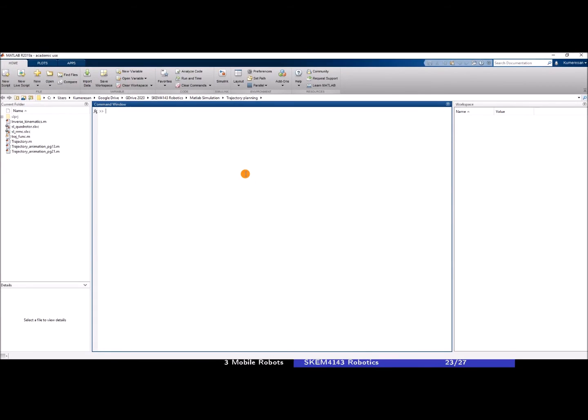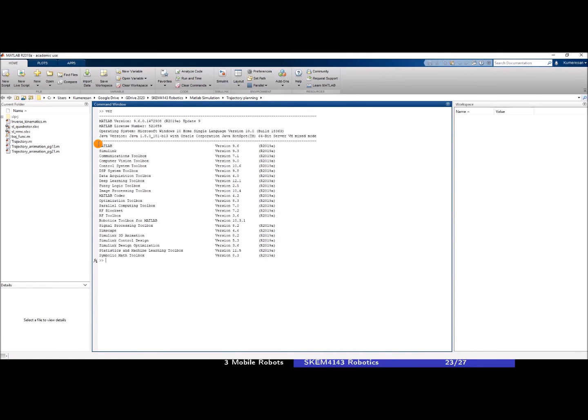But for now, once you have downloaded and installed the toolbox, you can check if it is here in your Matlab by typing VER. It will list all of the toolboxes that you have, and look for Robotics Toolbox for Matlab. This is the toolbox that you have just installed that we'll be using.